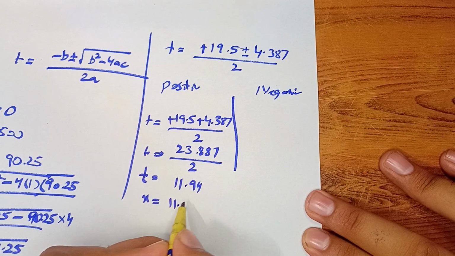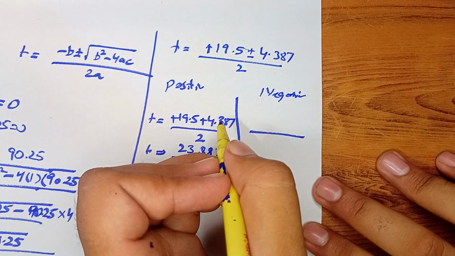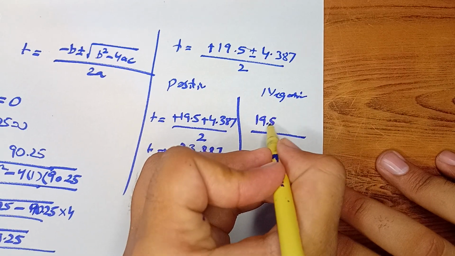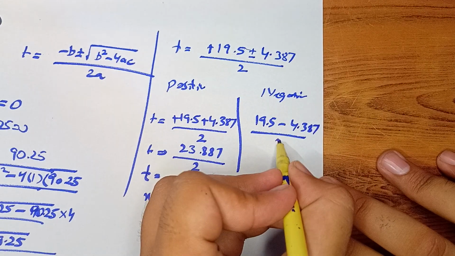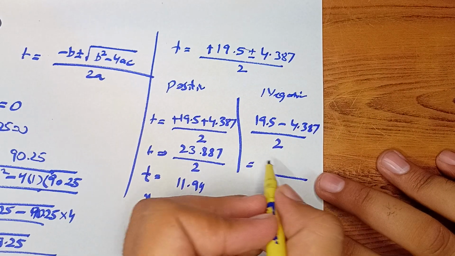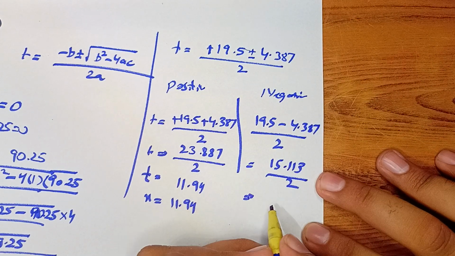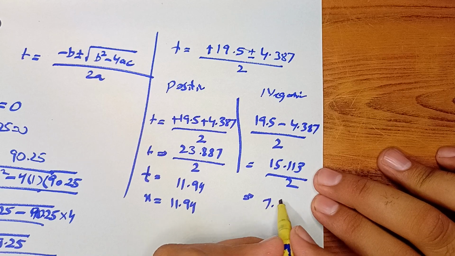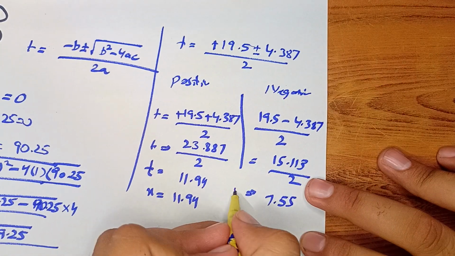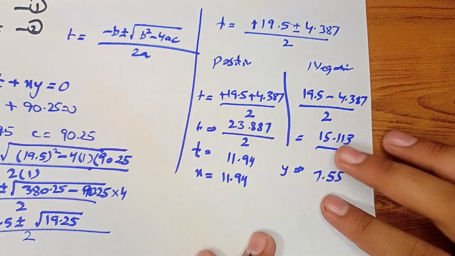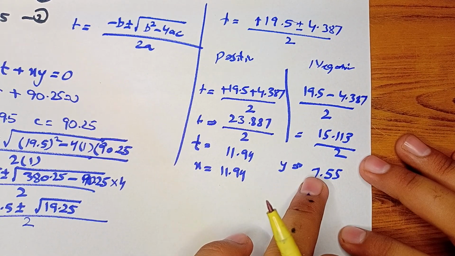Suppose it is x. And then on the second side we take the minus sign: minus 19.5 minus 4.387, which is 15.113, divided by 2. After dividing we get 7.55. So this is y. Our answer is x is 11.94 and y is 7.55.